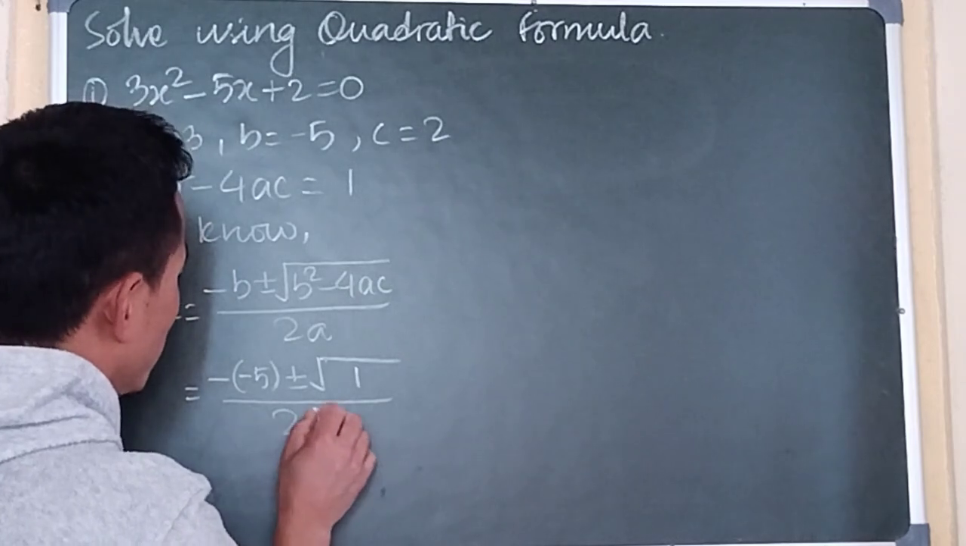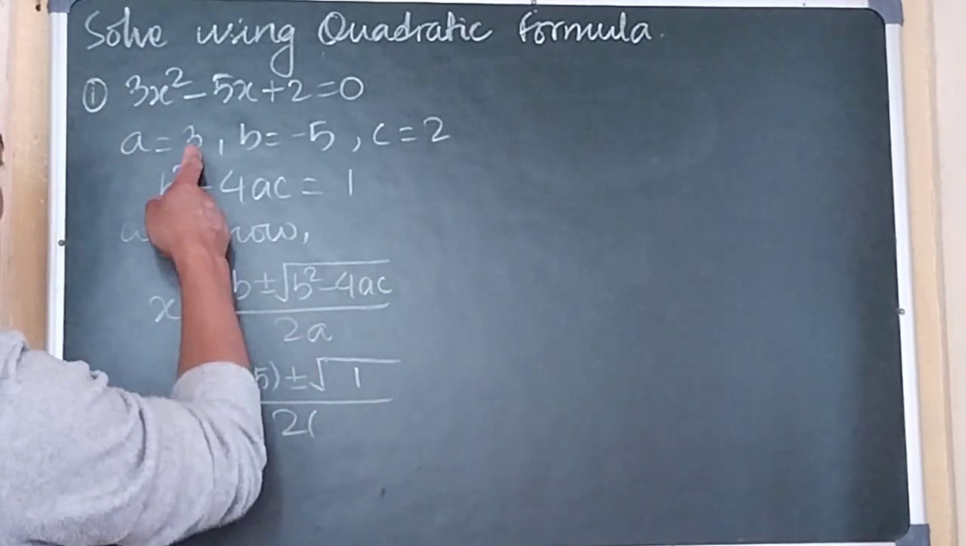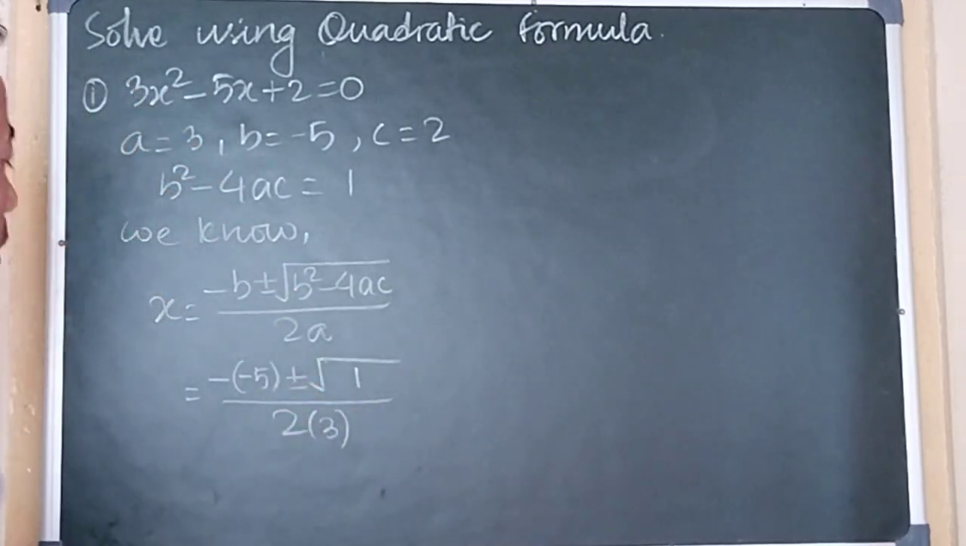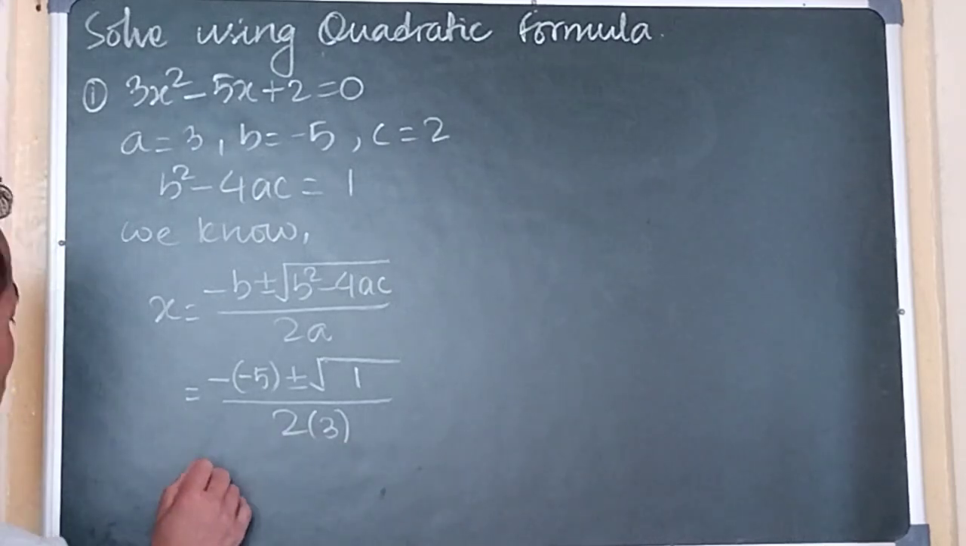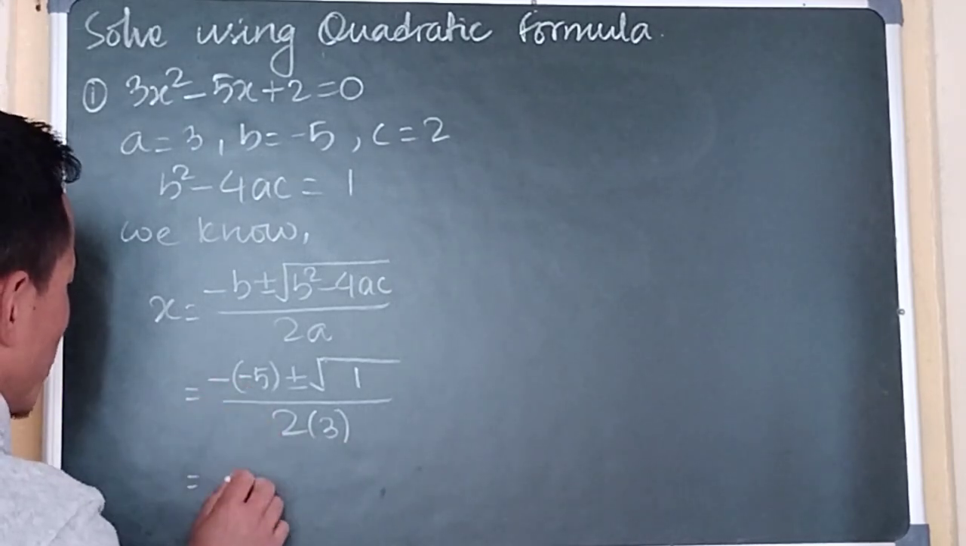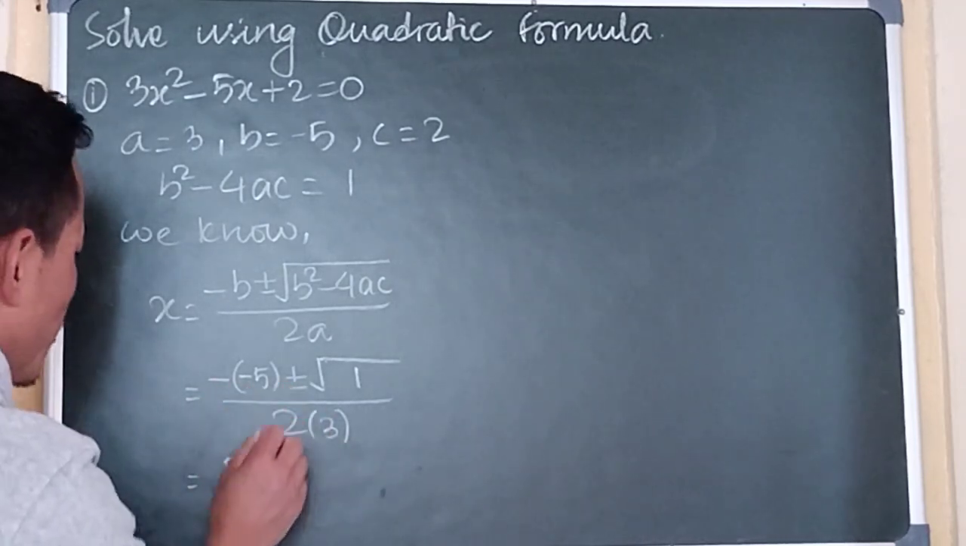Then in the denominator, we have 2 times a, and a here is 3. Now simplify further. Minus into minus becomes plus, so plus 5 plus minus.